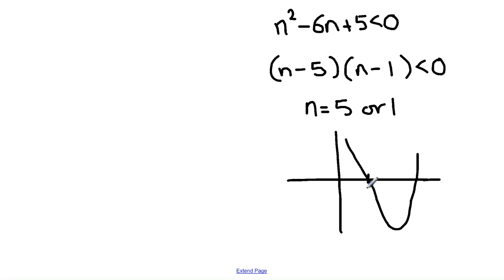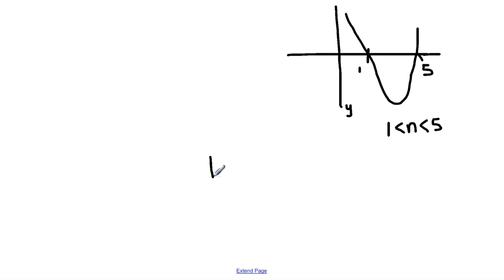So this is 1 and 5. When n is between 1 and 5, the value on the y-axis is less than 0. So all the values of y are less than 0 when n is between 1 and 5. So our answer should be 1 less than n less than 5. We now need to combine the two criteria together. In the first inequality, n must be less than or equal to 4. So therefore, I'm going to rewrite the inequality as 1 less than n less than or equal to 4. So the possible values of n equal 2, 3, and 4. So that's our final answer.